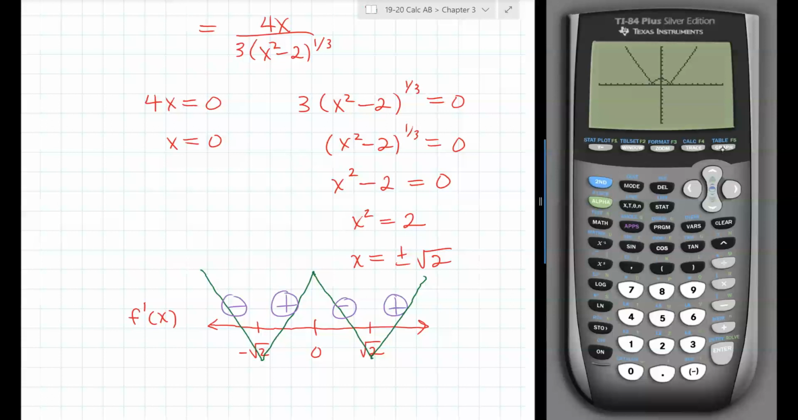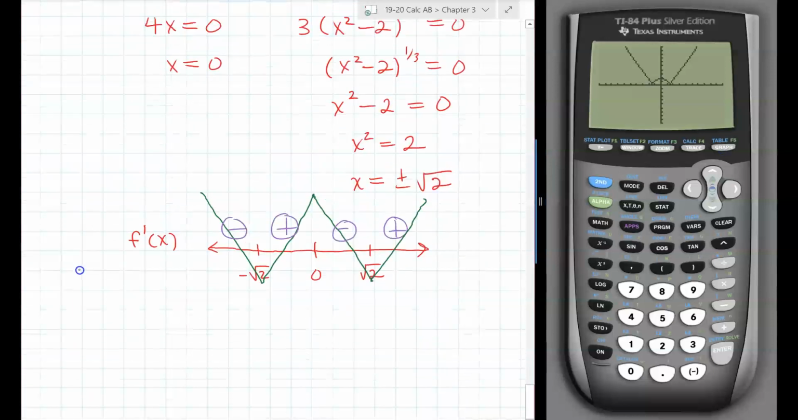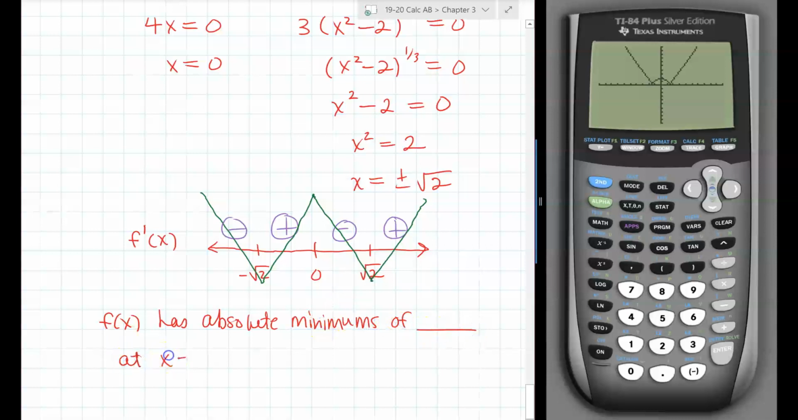So anyway, let's get back to this. All I have to do is tell it relative maxes and mins. Look at the original graph. Are those absolute minimums? Yeah. Is that an absolute maximum? No, it's a relative maximum, but two absolute minimums. So let's write that down. F of x has absolute minimums of something at x equal to plus or minus radical 2.